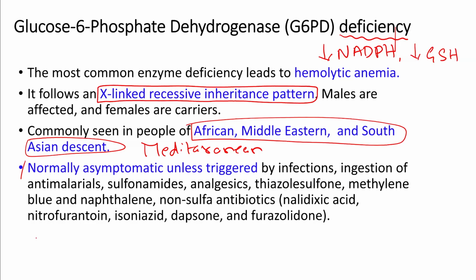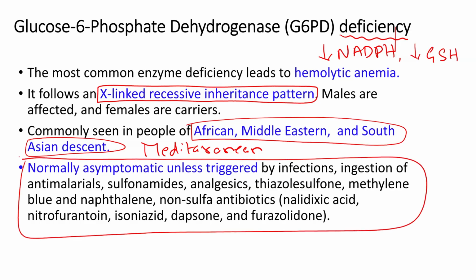Triggering events will be given in the stem. You've got to identify them. Once you identify them, it is pentose phosphate pathway, G6PD. What are the triggering events? If a patient with G6PD deficiency, like an African, Middle Eastern, South Asian, or Mediterranean person, gets into infection and then hemolytic anemia, then it is G6PD. Infection increases reactive oxygen species, or ingestion of antimalarials, sulfonamides, analgesics, dapsone, methylene blue, naphthalene, non-sulfa antibiotics.